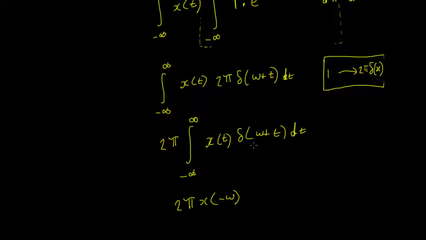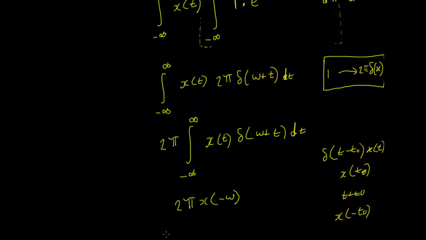The delta function there is going to take out the value of x at the point omega, but it's going to be minus omega because the shifting property would tell us that delta of t minus t naught times x of t would just be the value of x at t naught. We've seen the shifting property in a previous video. So if we've got t plus t naught, then the value that we take out would be x at minus t naught. So that gives us this value here, 2 pi x of minus omega.